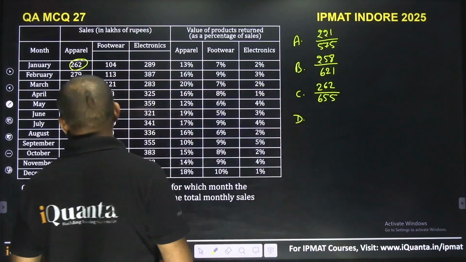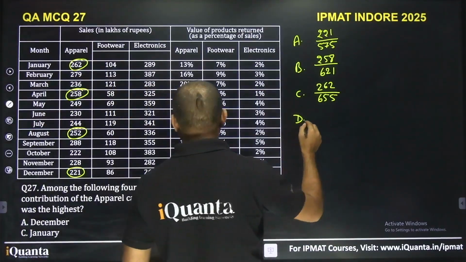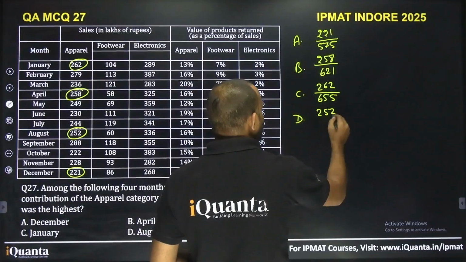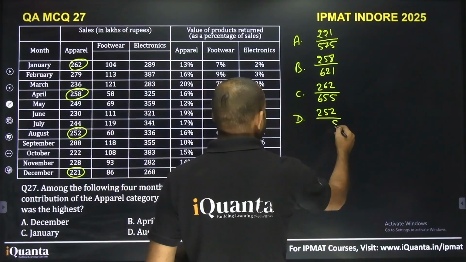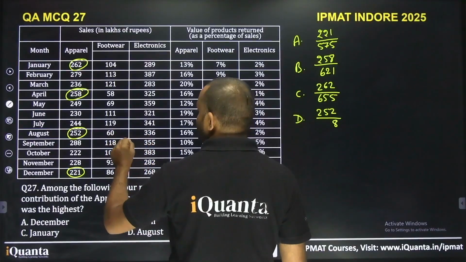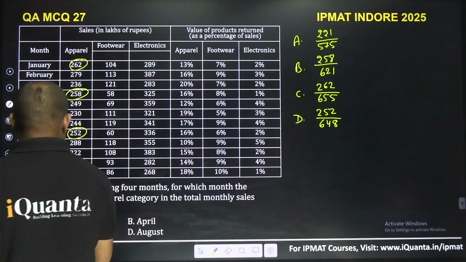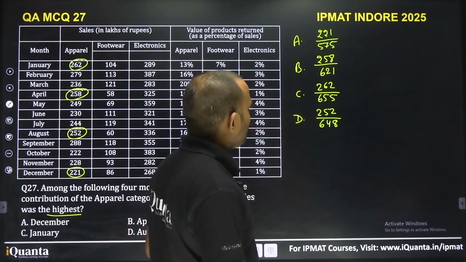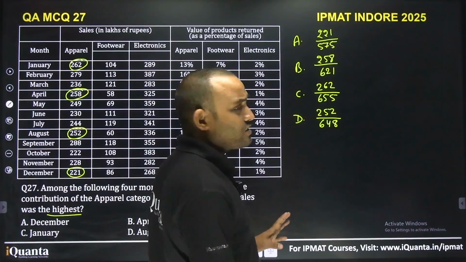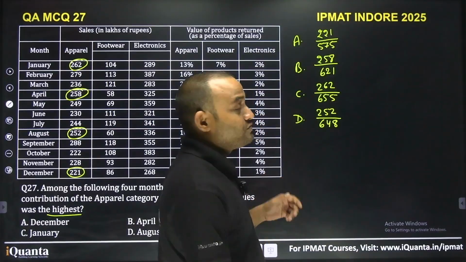Option D, August. In case of August, the contribution of April category is 252 out of total 6 plus 0, 6 plus 2, 8, then 33 plus 6, 39 plus 25, 64. Now we need to find which one of these is highest. If we check for the highest values, how can we compare? Do we need to find the exact value to find which one is the highest?